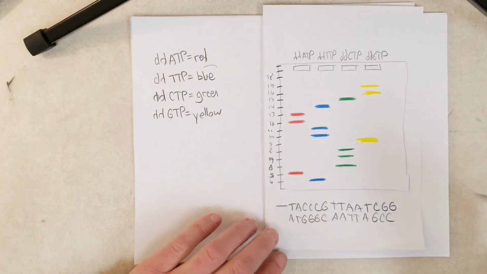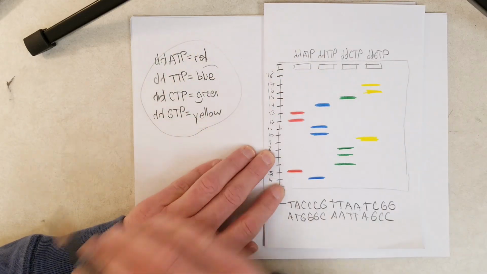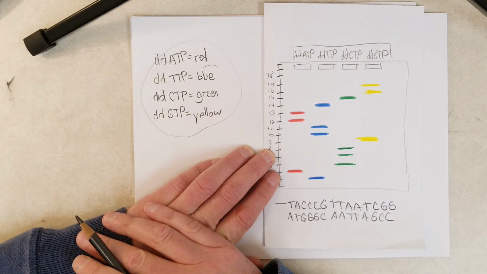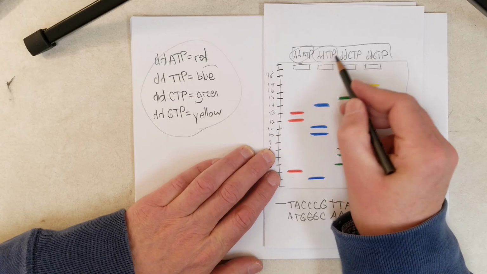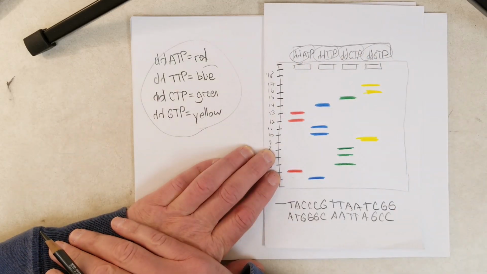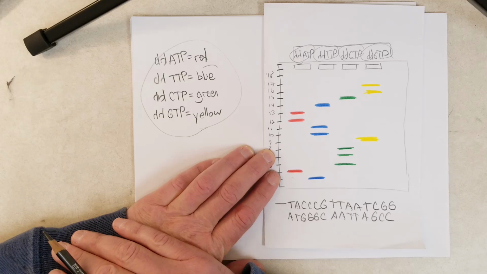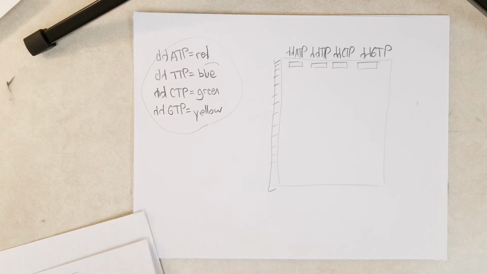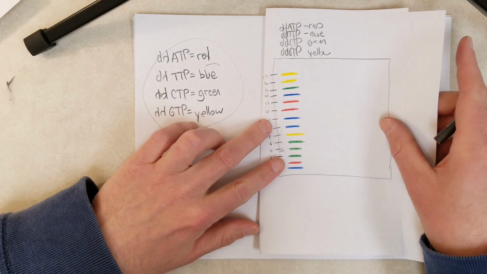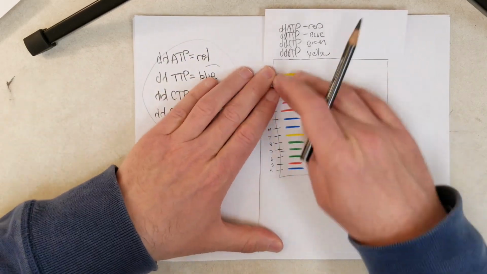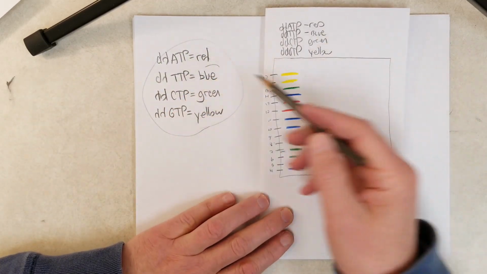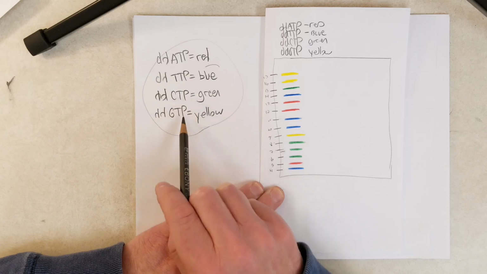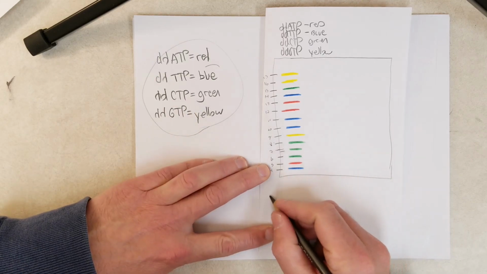So one of the advantages of using these fluorescent molecules here is you don't need to do 4 separate reactions. You can just do one reaction and add all of the dideoxynucleotides to the same tube. And then when you analyze your DNA on a gel, it looks something like this. Okay, so we have our code here. It's the same as the code up here. A is red, T is blue, C is green, G is yellow. So we can determine the sequence.